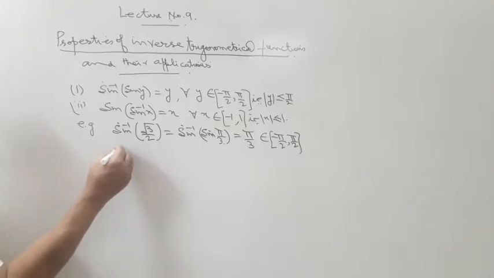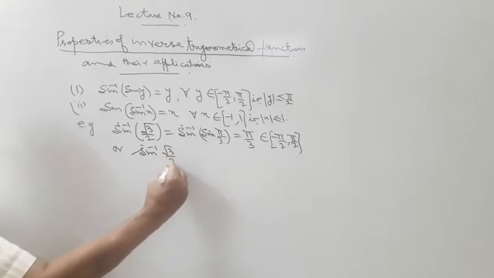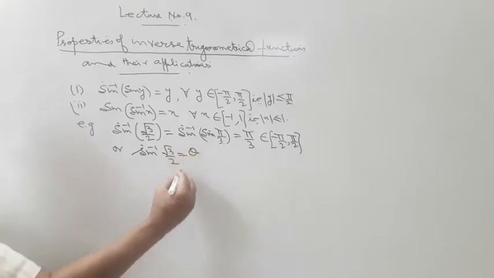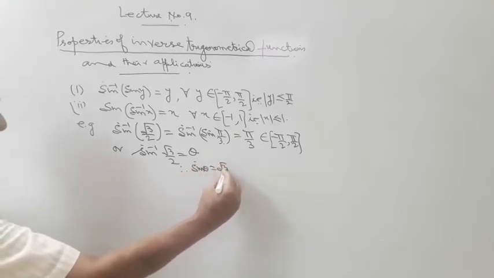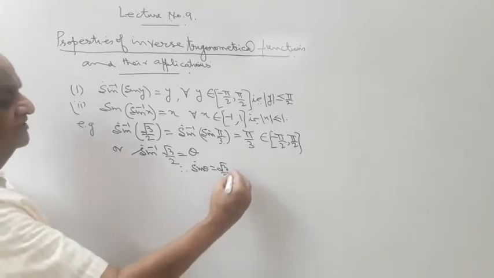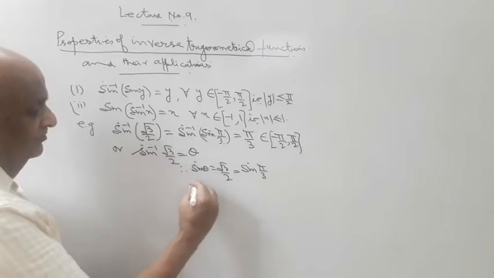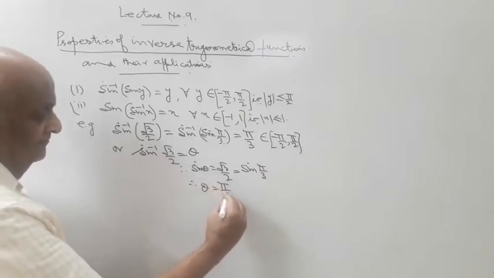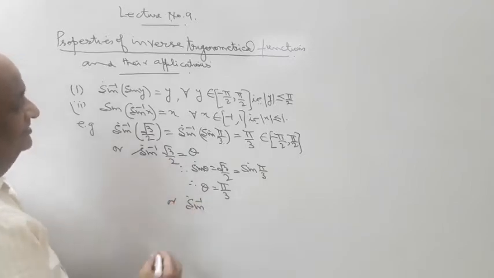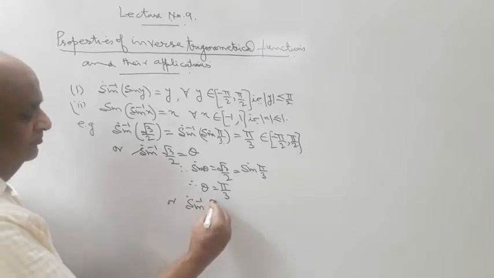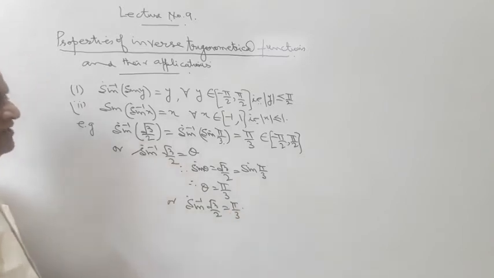Or I can try it like this: sine inverse of under root 3 by 2, I can say, is equal to theta. Therefore sine theta is equal to under root 3 by 2, and this is equal to sine of pi by 3. Therefore theta is equal to pi by 3. So you can try any way you like.